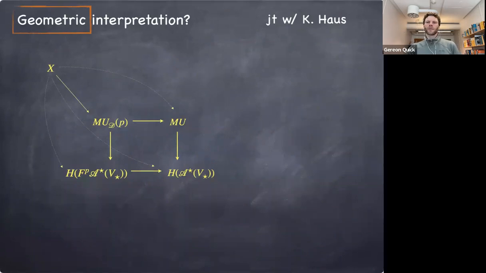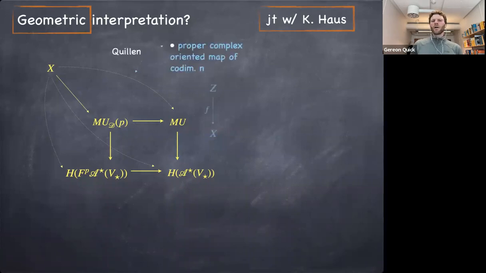So now we set out for a geometric interpretation of our elements in Hodge filtered complex cobordism, and this is joint work with my former student Knut Haus. We just figured out that we need to study, as the starting point, these three maps. First of all, a map in homotopy theory from X to MU. Well, Quillen told us that this corresponds to a proper complex-oriented map of codimension n from Z to X. And X is, let's say, a complex manifold.